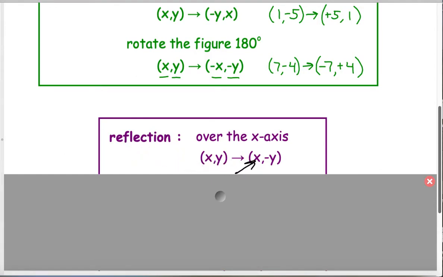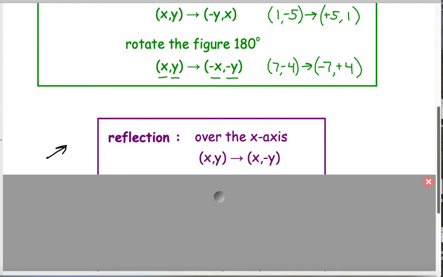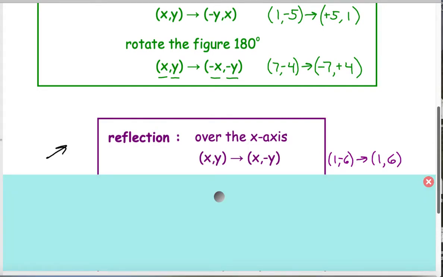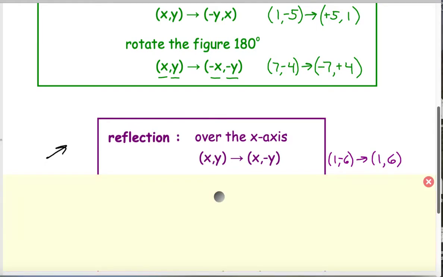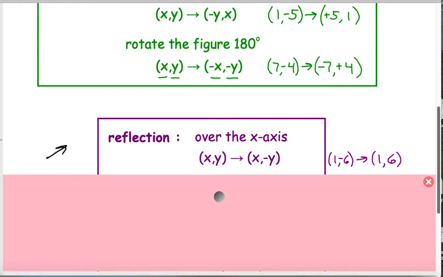So whatever x was, that stays x, and then the y becomes the opposite. So for an example, let's say we had the point 1, negative 6. What is that going to become? Well, the x number stays the same, so that's 1. And we change the sign of the y number, so instead of negative 6, it becomes positive 6. It's pretty easy to do. If you remember the visual, I think it'll help you. And we have different colors going on here.